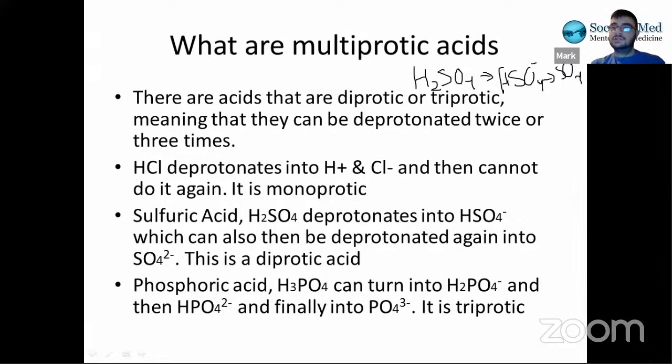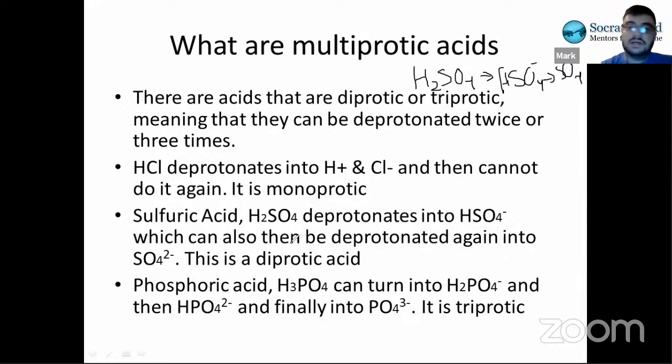This is 2 minus. So it can lose its H once and become HSO4 minus. Then this HSO4 minus can lose its H again and become SO4 2 minus. Again, HCl is monoprotic, sulfuric acid H2SO4 is diprotic, and something like phosphoric acid H3PO4 is triprotic because you can go H2PO4, HPO4, and PO4.